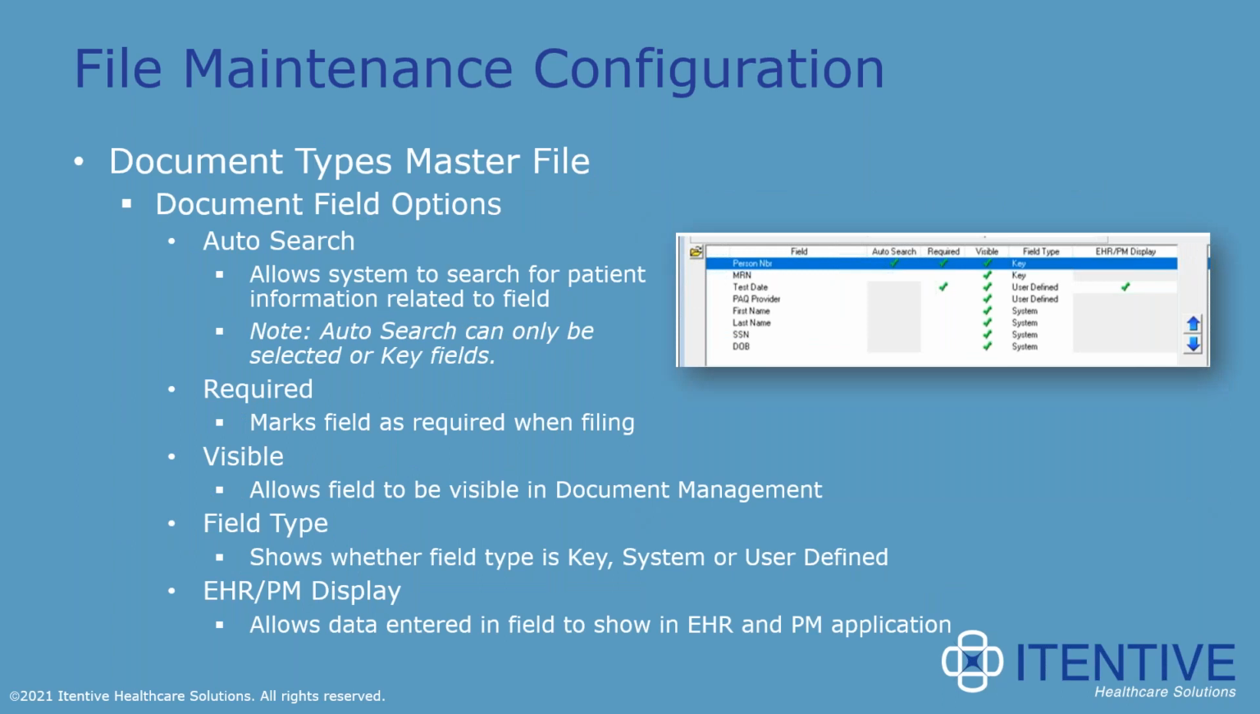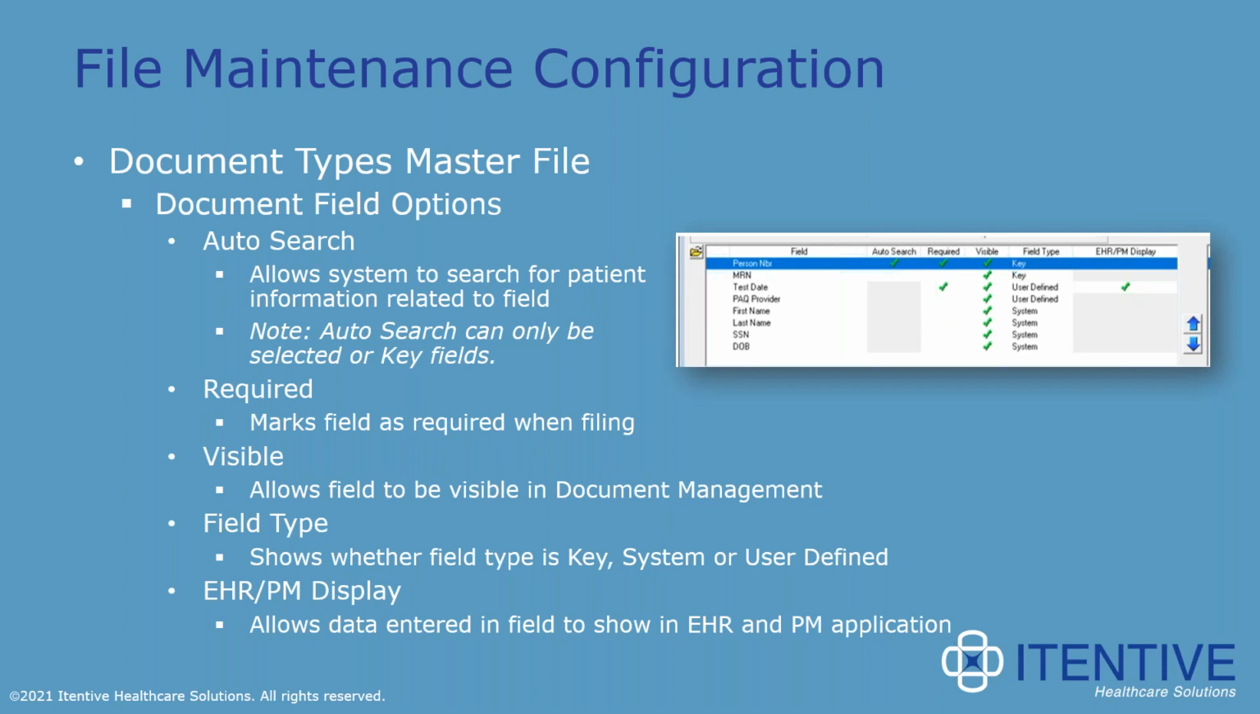So after we have selected those document fields that we want to include, we have a few columns that will allow us to kind of customize how these fields are going to be used during the filing process. So the first column is our auto search feature. So auto search is going to allow for patient information to default based on the selected field. So as you can see, like in this screenshot, we have selected person number as our auto search field. So when I enter the person number, the system is actually going to be able to autofill other fields that we have selected here. For example, things like the first name, last name, social security number, date of birth, things like that.